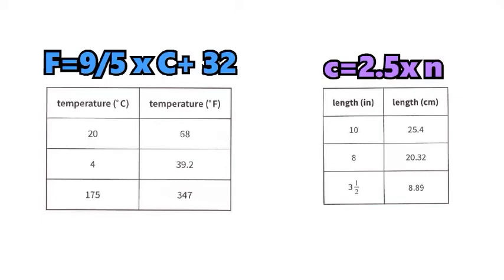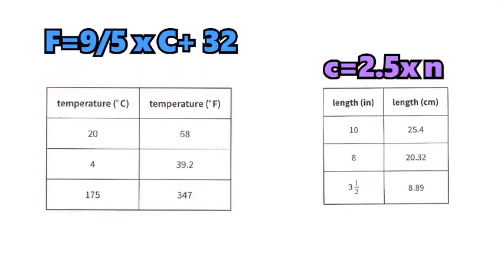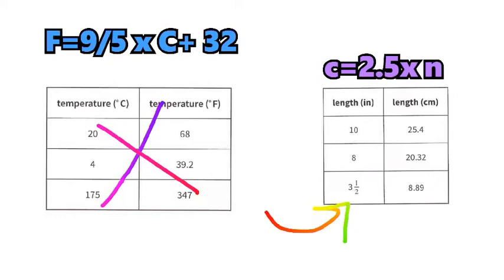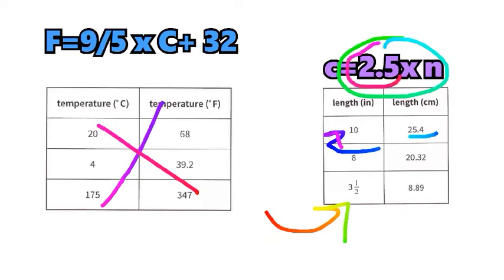So the conversion in temperature, right over here, is not going to be proportional. The number of degrees Fahrenheit per degree Celsius is not the same. Versus when we look over here at the conversion between inches and centimeters, it is the same. The number of centimeters per inch is 2.5. It is the same. If we look over here at our Fahrenheit equation, it is not the same because we add that value of 32.